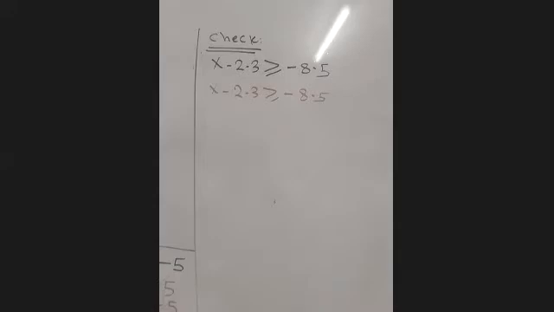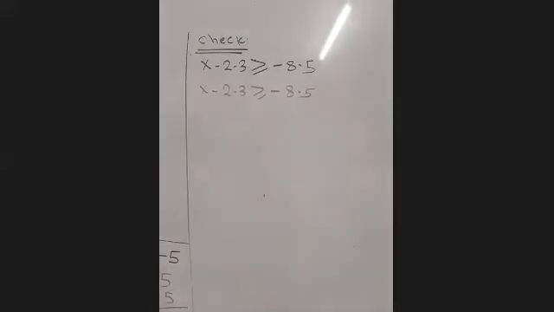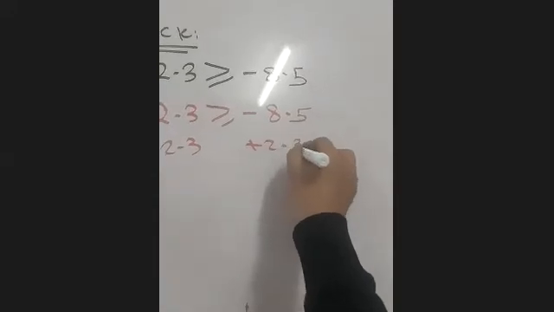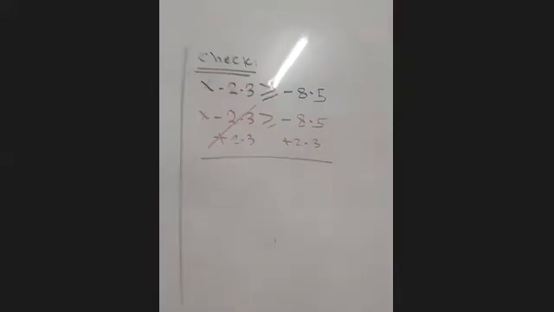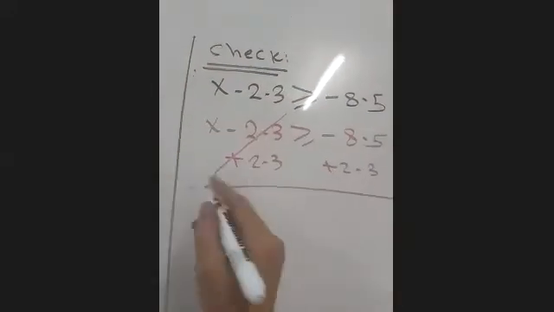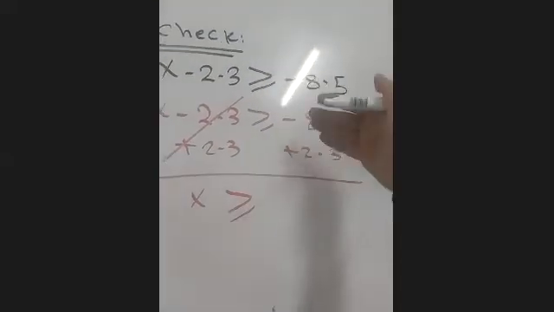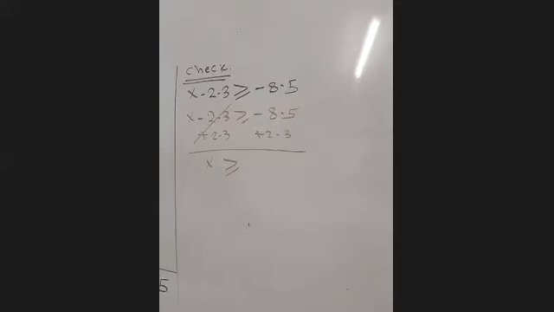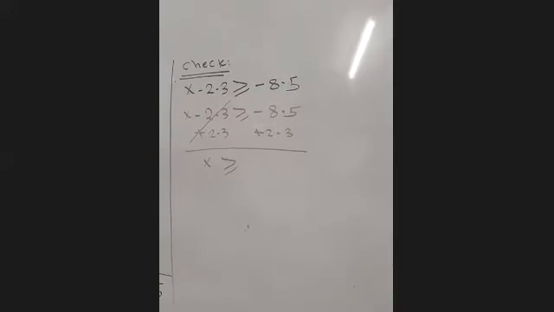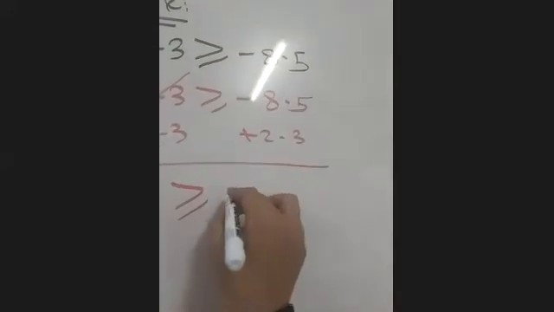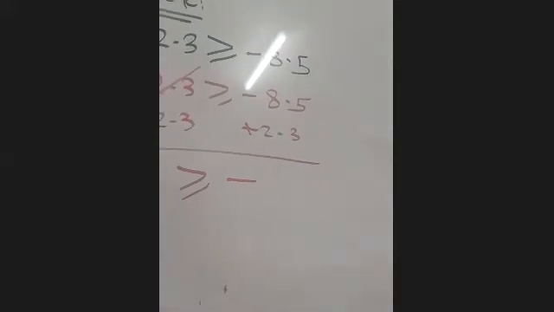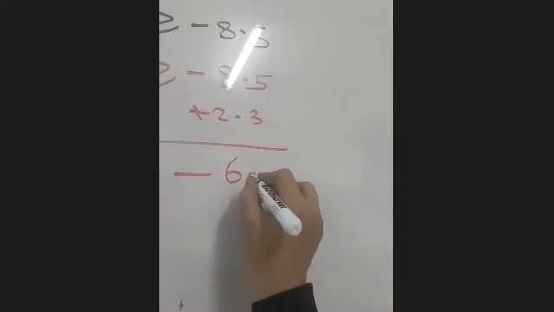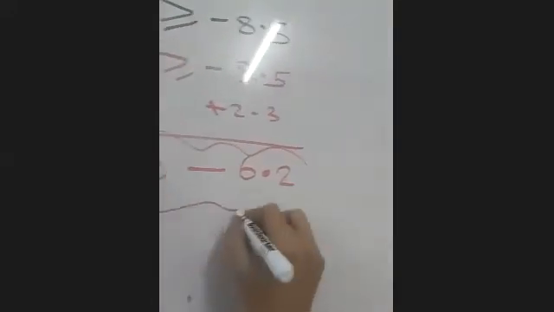Then plus 2.3 on both sides, exactly. We add 2.3 on both sides. Excellent. These are gone, right? x is still here, more than or equal. What's the answer of these? Negative 8.5 plus 2.3 is negative 6.2. Excellent. We subtract and put the bigger sign, remember? Negative 6.2. This is the solution in part A.